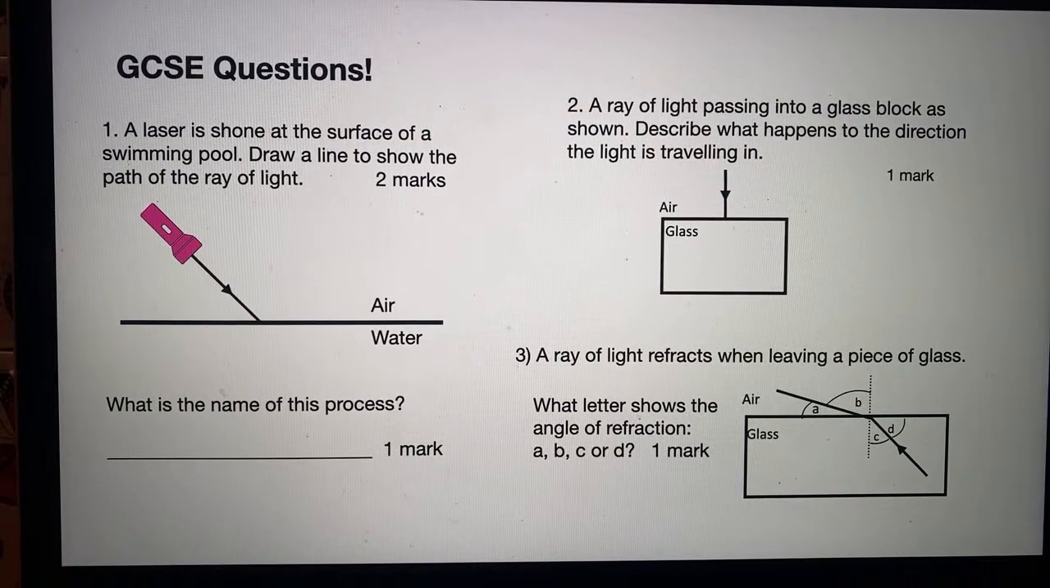And finally, a ray of light refracts when leaving a piece of glass. So you've got a ray of light travelling through some glass, coming out into some air. What letter shows the angle of refraction? A is the angle between the ray of light in the air and the glass block. B is the angle between the normal and the ray of light in the air. C is the angle between the ray of light in the glass block and the normal. And D is the angle between the ray of light in the glass block and the edge of the glass block. Which of those letters is the angle of refraction?